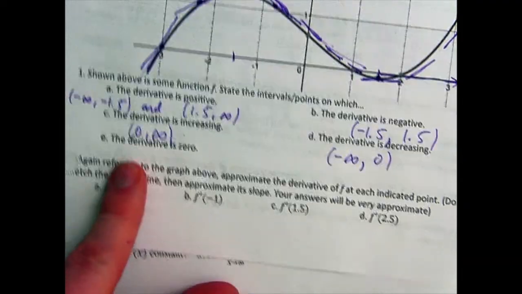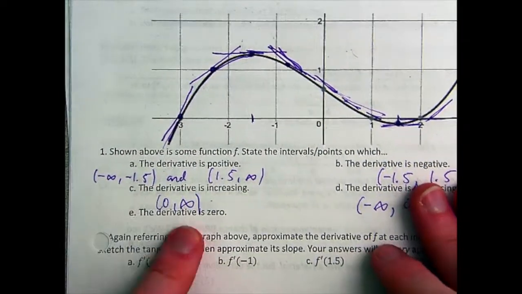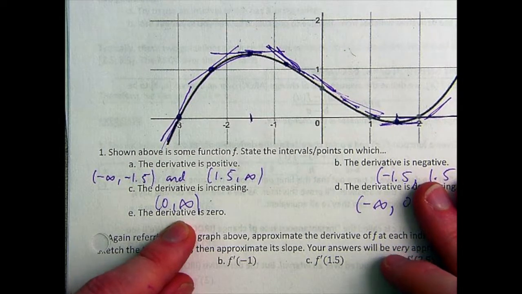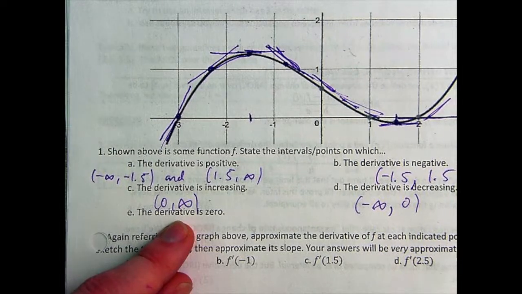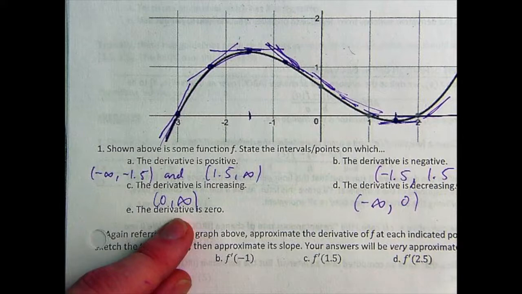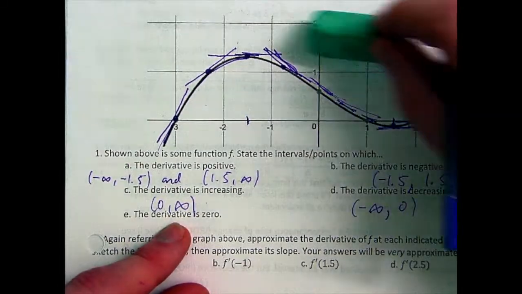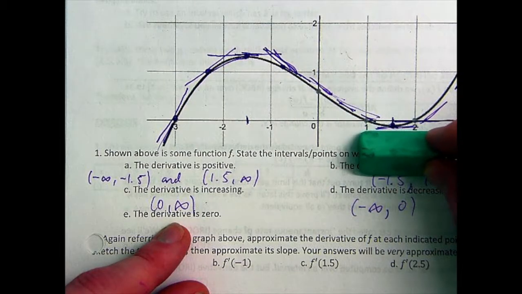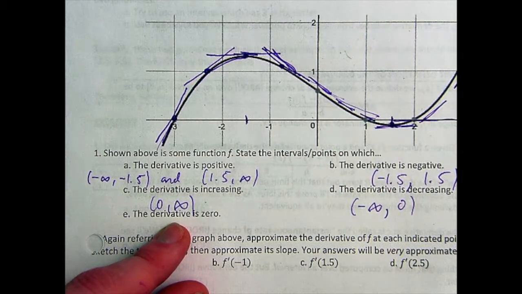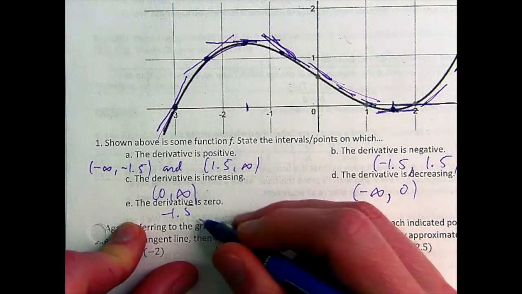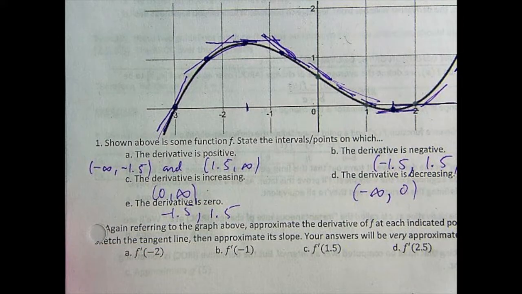So finally, where is the derivative 0? The derivative is the slope of the tangent line. So asking where is the derivative 0 is just saying where is the slope of the tangent line 0. In other words, where is the tangent line flat? Where is it horizontal, right? And that's right here, right? The slope is 0, and also right here, the slope of the tangent line is 0. So at those two locations, that would be negative 1.5 and also at positive 1.5. Okay? Cool. All right. Next question.